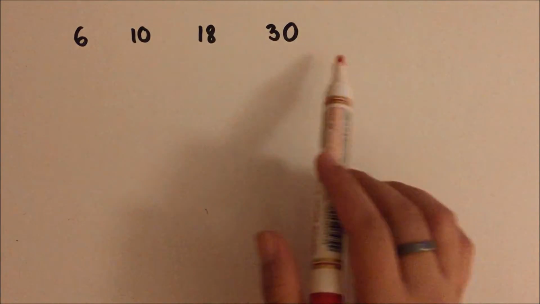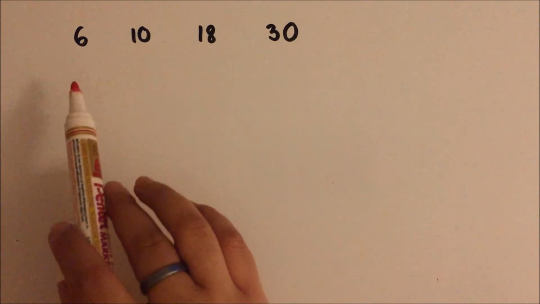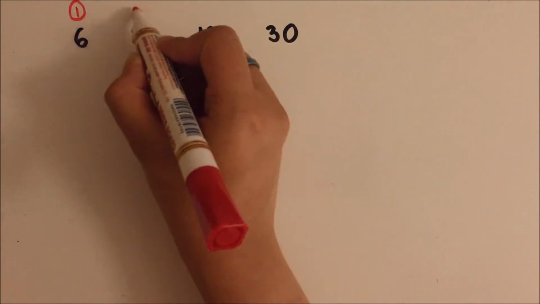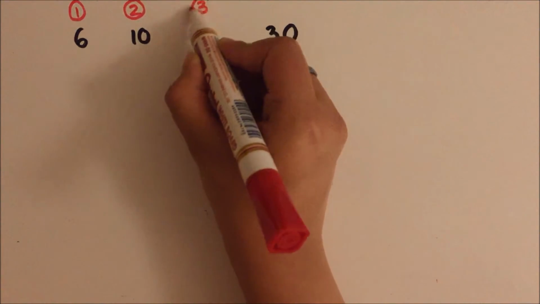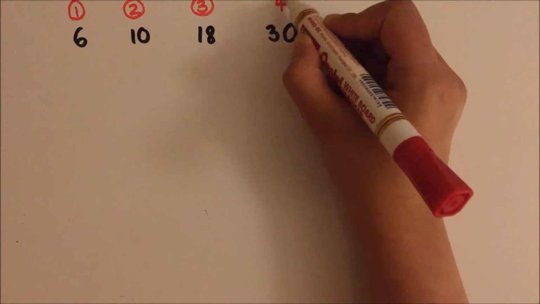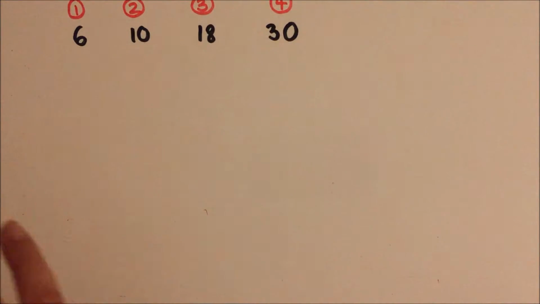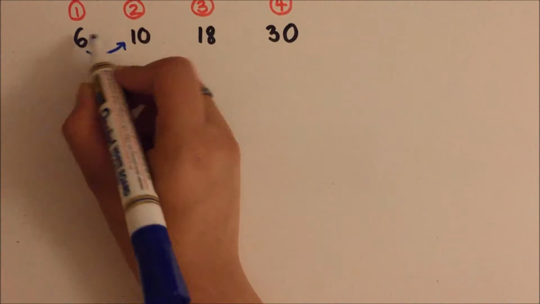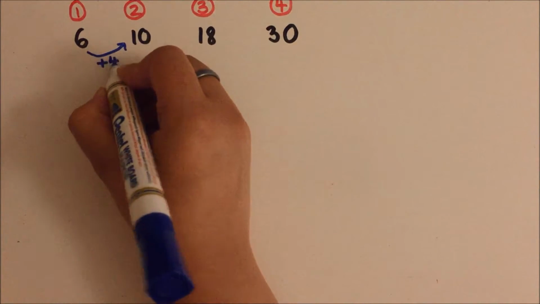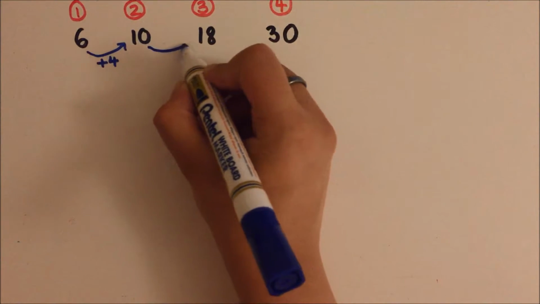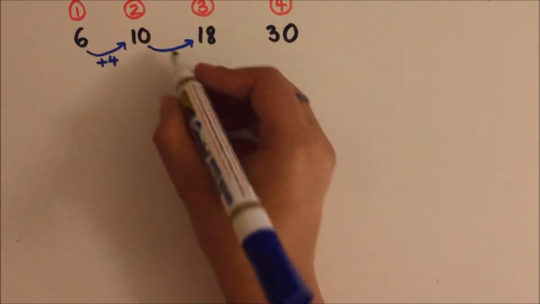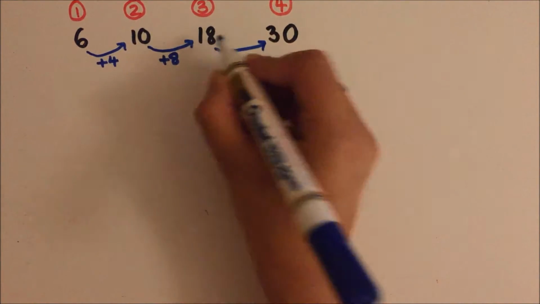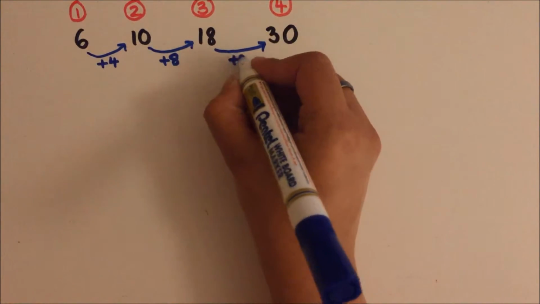So let's take a look at another sequence here. Step number 1 is always to write down the term number above the term of the sequence. So 1 above the first term, 2 above the second, 3 above the third term, and 4 above the fourth term. So let's see the difference between each term now. So the difference between 6 and 10 is plus 4. The difference between 10 and 18 is 8, and the difference between 18 and 30 is 12.